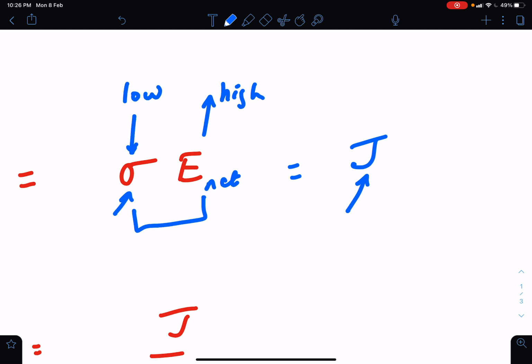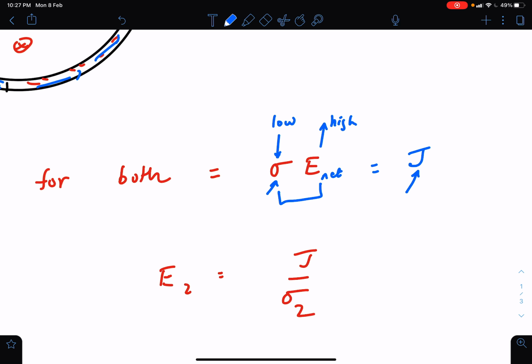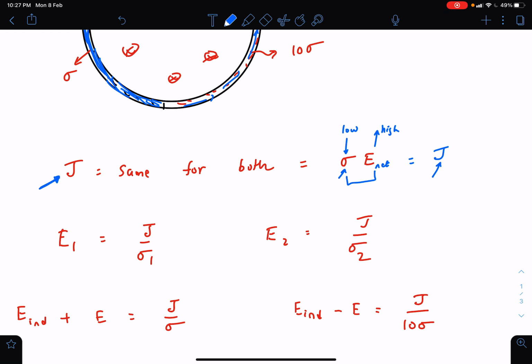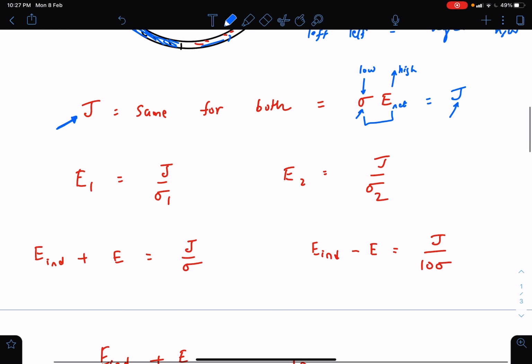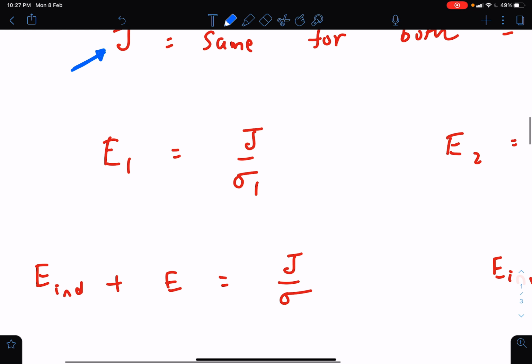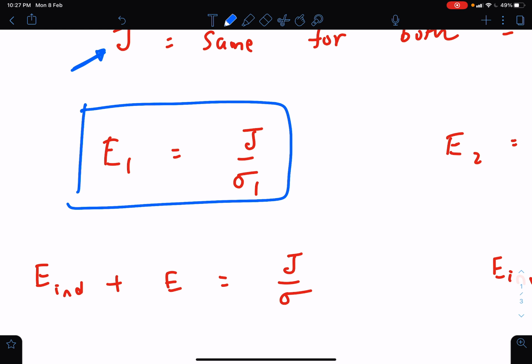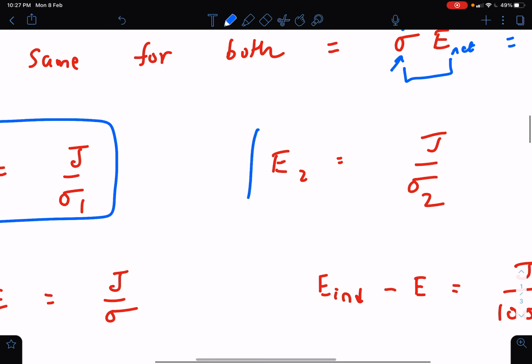So the net electric field on the left half will be more because of very low conductivity, and on the right half the electric field will be very low because of very high conductivity. So you can say that sigma into E is the same for the left half and the right half. So sigma left into net electric field left is equal to sigma right into net electric field on the right half. I have written it like this: E1 is the net electric field on the left half and E2 is the net electric field on the right half.